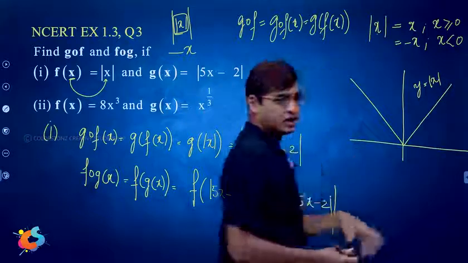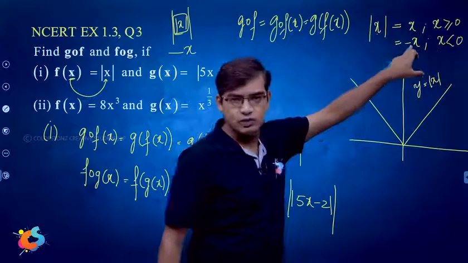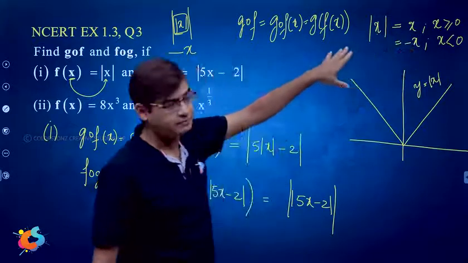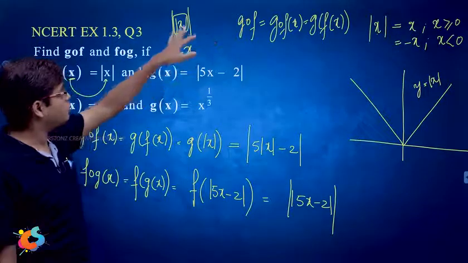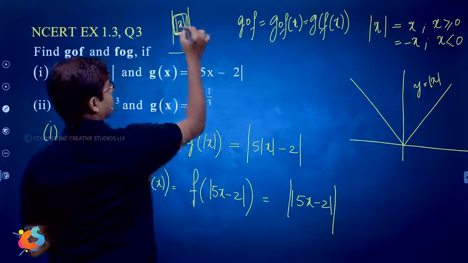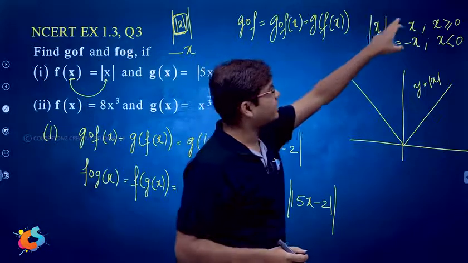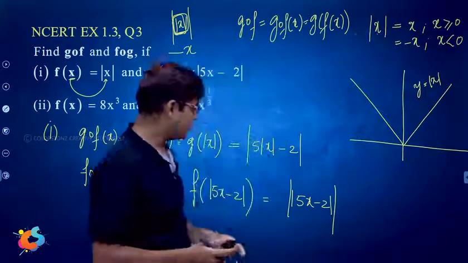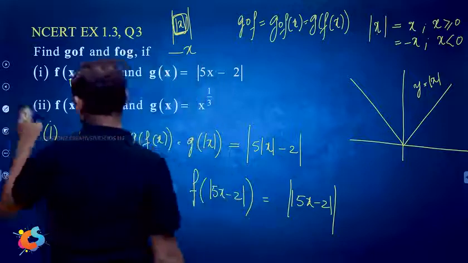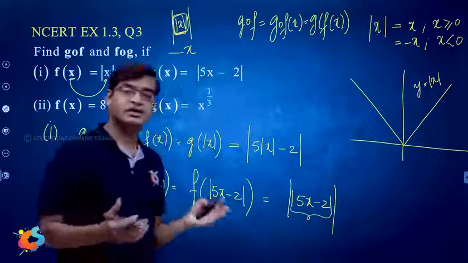Again, I am saying minus x does not mean this is negative. If x is less than 0, that means minus x will be positive. So mod x is 0 or positive. This inside thing is 0 or positive. If the inside thing is 0 or positive, then you can write this without the mod, isn't it?